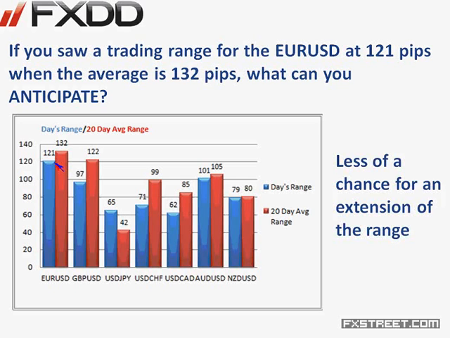So this would give me a different perspective. This would give me less of a chance of an extension of the trading range. Something like the dollar versus yen, we're 21 pips or 23 pips above the average trading range. So maybe that would have less of a chance to extend, although I'll also look and see if the market is trending or non-trending. In this case, dollar yen, I don't know what it's doing right now.